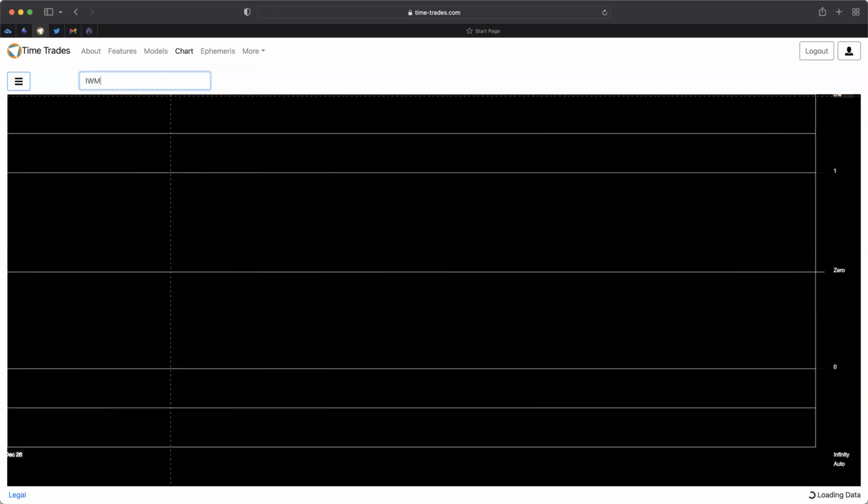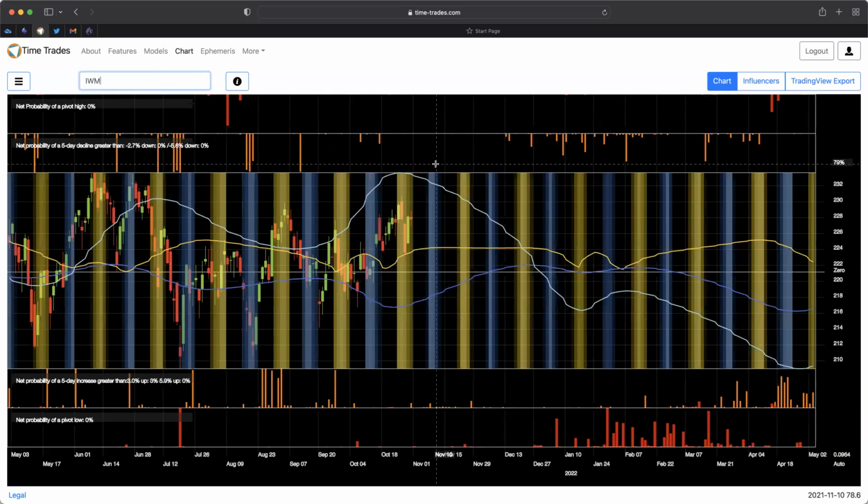IWM kind of shows that trend the best. IWM, again, the short-term forecast is pretty quiet. But when you go out in time and look at, basically January through March, it's a giant magnet of high probability pivot lows sucking price down. So going to be an interesting first quarter for stocks, that's for sure.